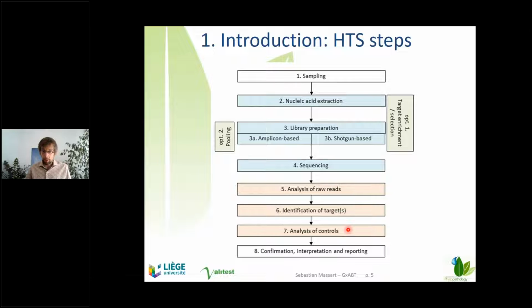And that's something which we will exchange with you during the webinar on Tuesday: the importance of the control and how to change our mind related to the control of high throughput sequencing. And at the end, again for the diagnostician, the confirmation of the result, their interpretation, and how to report them. In fact, all of this is like the backbone of the guidelines that we have generated in the frame of VALITEST. I will show you a little bit more on the guidelines also on Tuesday. And today, the objective is to review and introduce you to the different steps, so you have in mind what these steps correspond to.